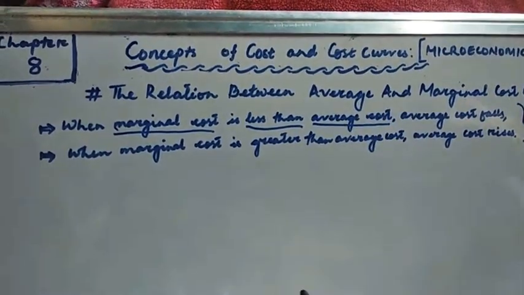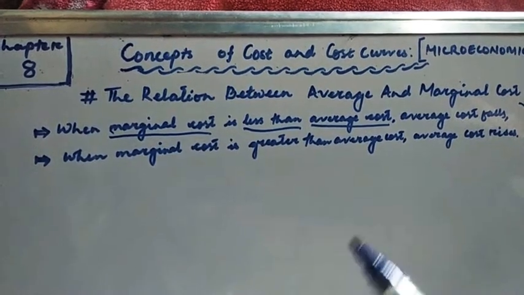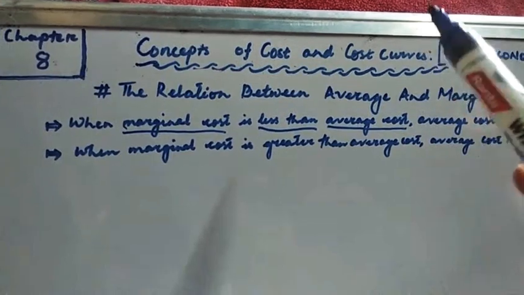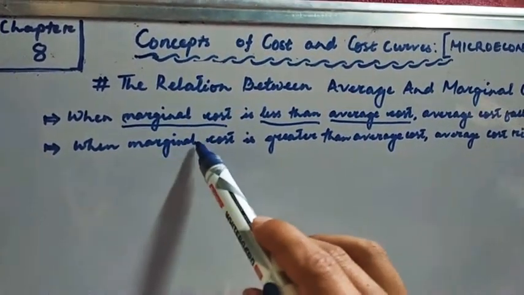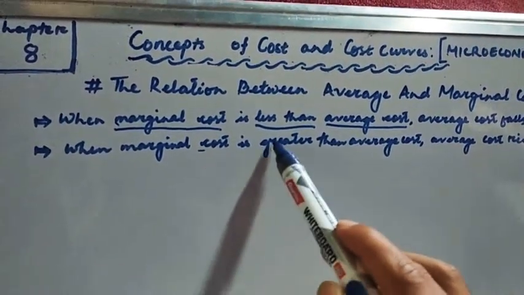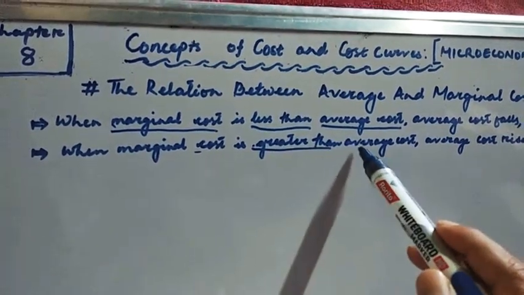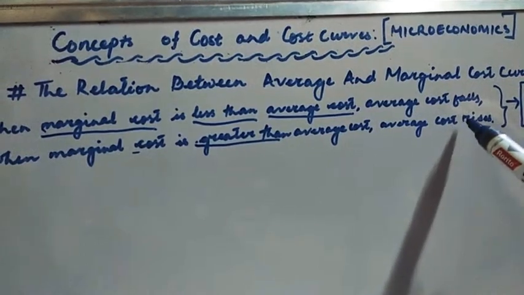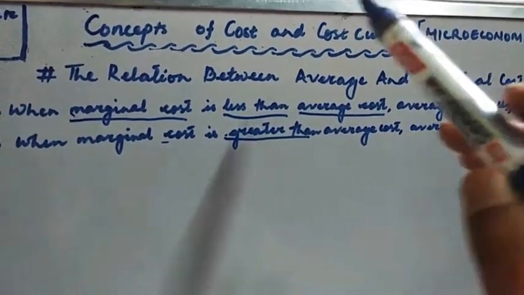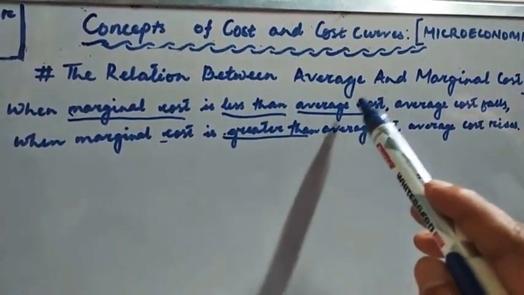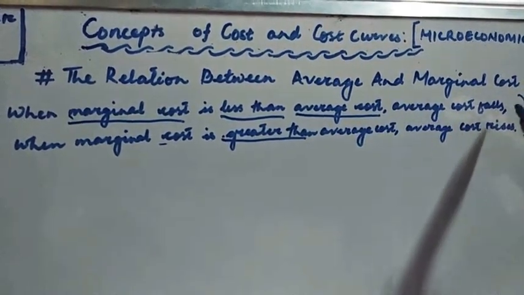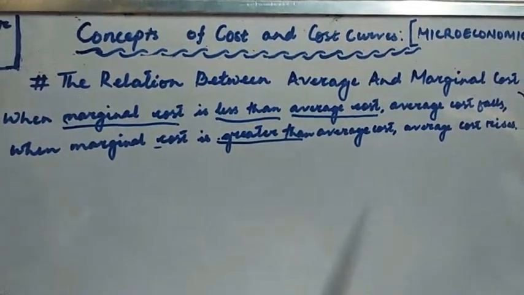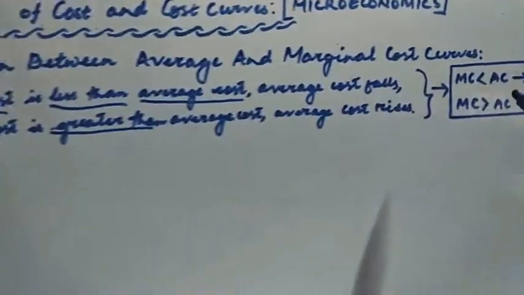When marginal cost is less than average cost, what will happen? Average cost will fall. And the next thing is when marginal cost is greater than the average cost, what will happen again? In this case, the average cost will rise. But when marginal cost is less than average cost, the average cost falls. And when marginal cost is greater than the average cost, the average cost rises.